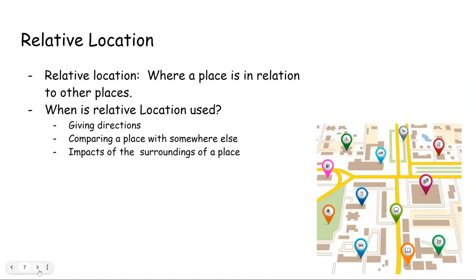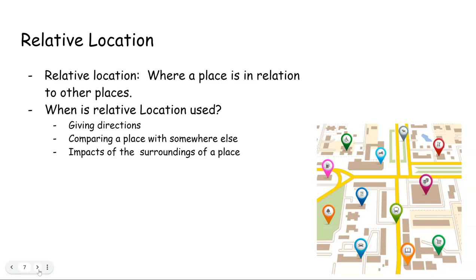Let's jump into relative location. So absolute location is exactly where a thing is on Earth, whereas relative location is where a place is in relation to other places. So the Target is next to the movie theater, or the mall is down the road from the high school. Those would be considered relative locations because I'm describing the mall or the Target's location in relation to another store or another building it is near.